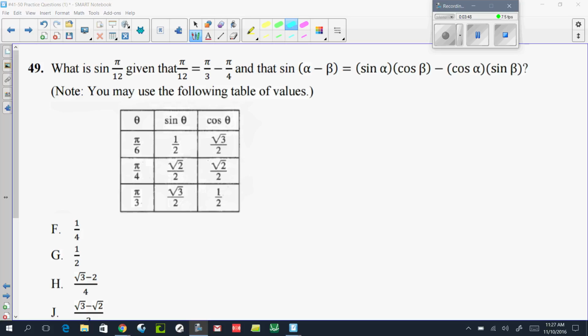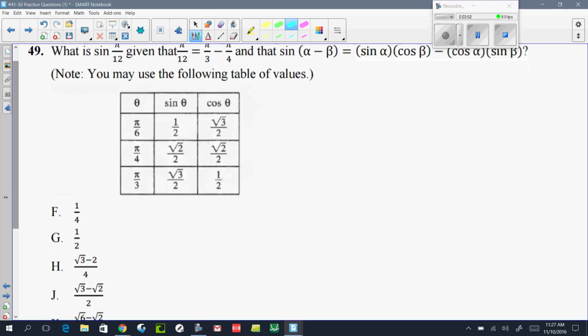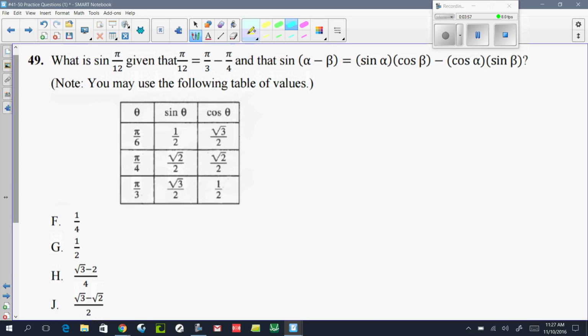The other question I want to take a look at here is number 49. 49 also is directly related to trigonometry, something you're probably going to learn this year as juniors with Mr. Gibson. But we can still take a look at this. This one is actually probably easier done than 43 without having any background of trig.